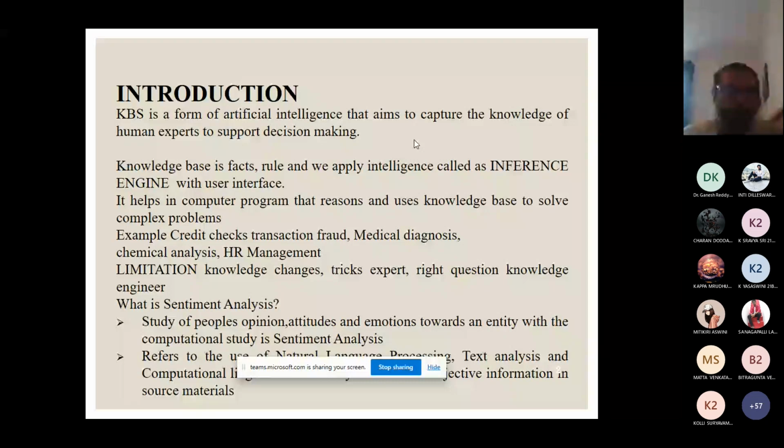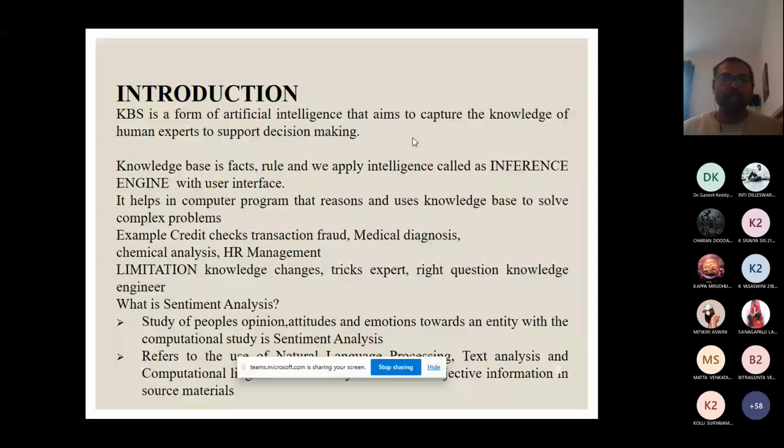What are the limitations of a knowledge base? Sometimes we do not have the expert knowledge. The knowledge engineer can't answer the right questions about it. Knowledge may change rapidly, it changes dynamically, and there are tricks that experts have to handle. So this is the basic knowledge about knowledge-based systems.